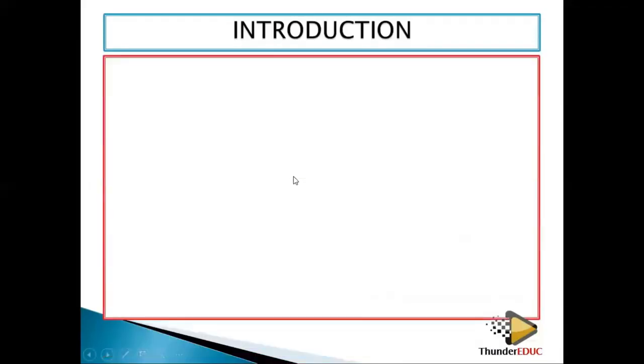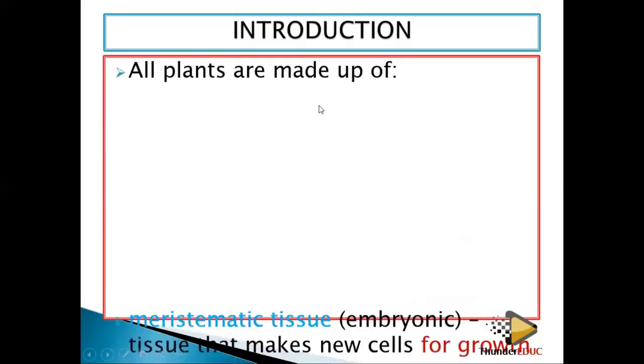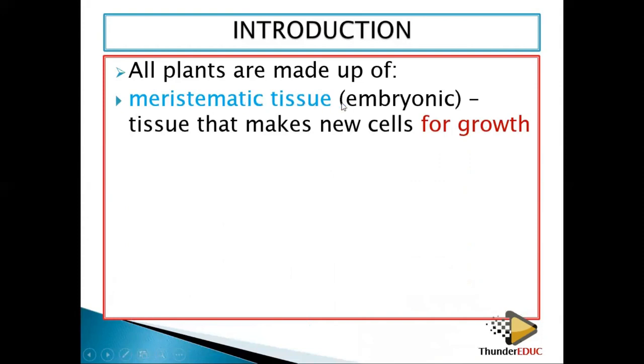So let's look at the introduction. All plants are made up of, number one, meristematic tissues. Those are the embryonic tissues that make new cells for growth. So it means that these are cells that have the ability to grow.